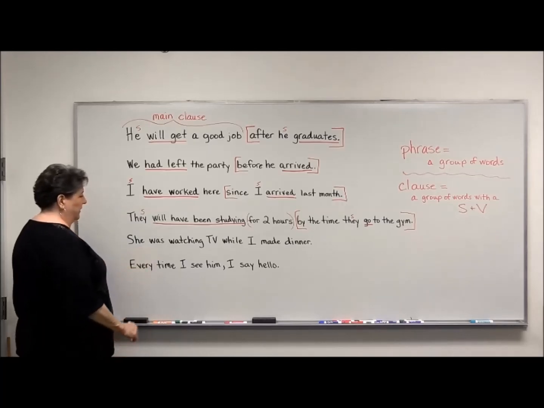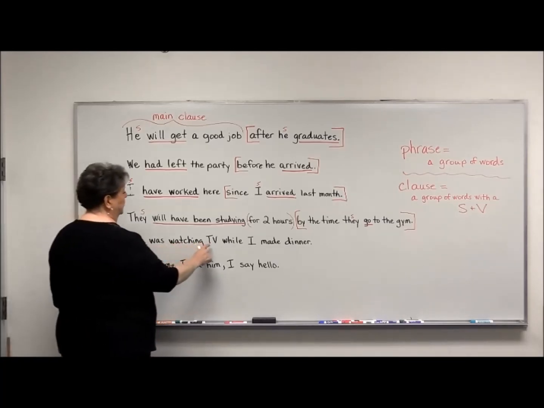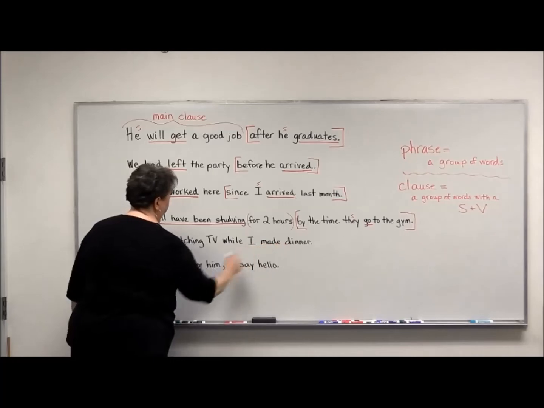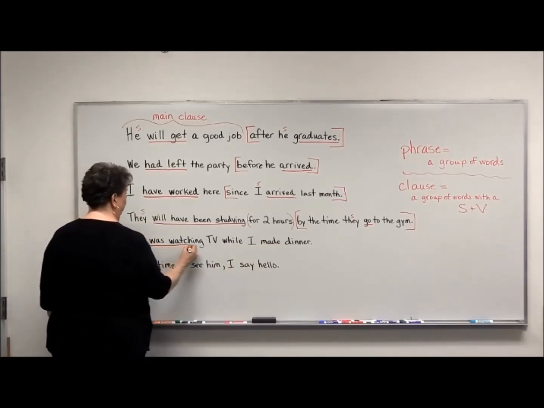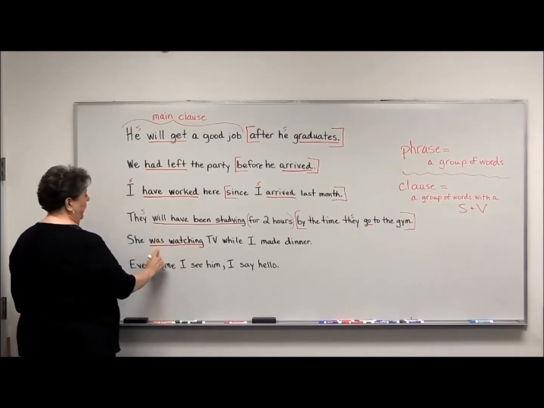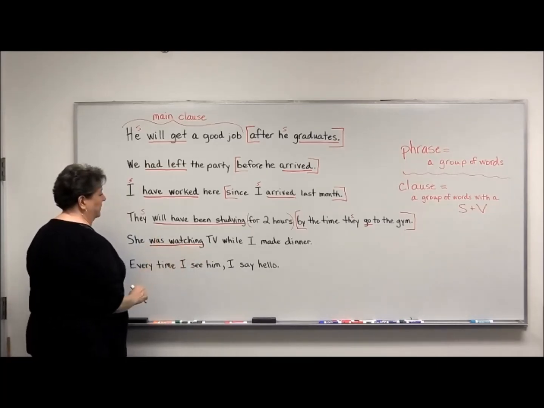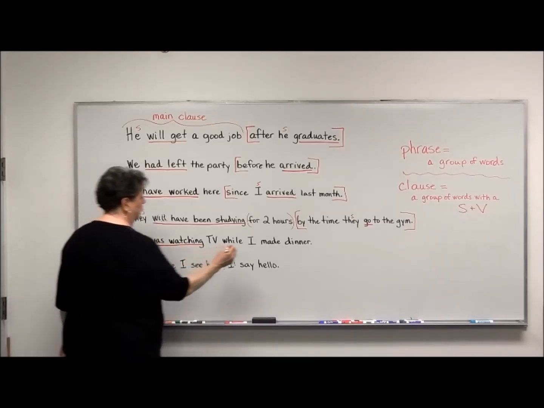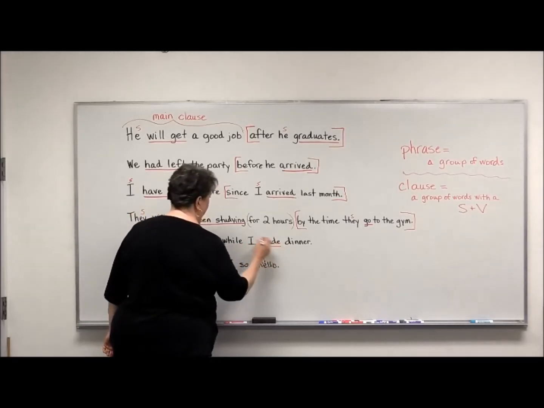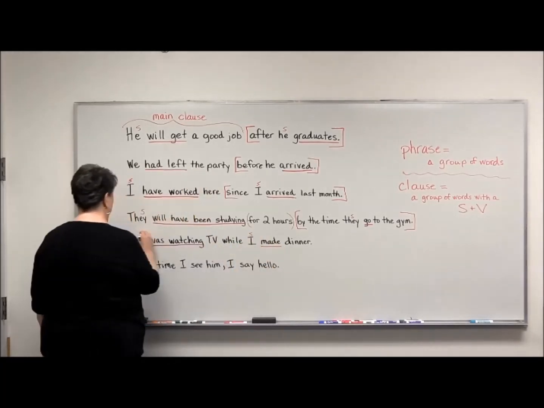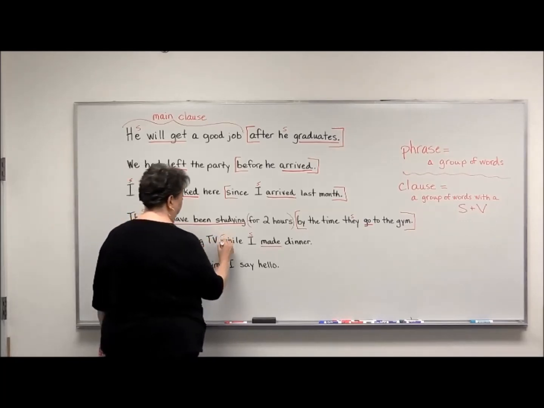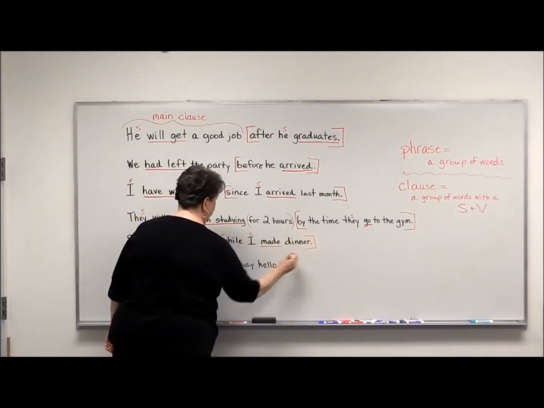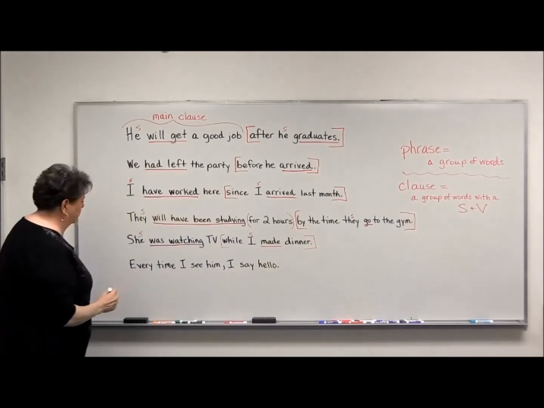Well, I've got another one here. She was watching TV while I made dinner. Verb. What verb tense is this? Past progressive. Where's the other verb? Made. Where's the time clause? Find the time word. While.